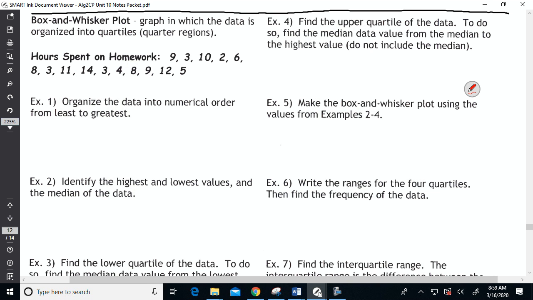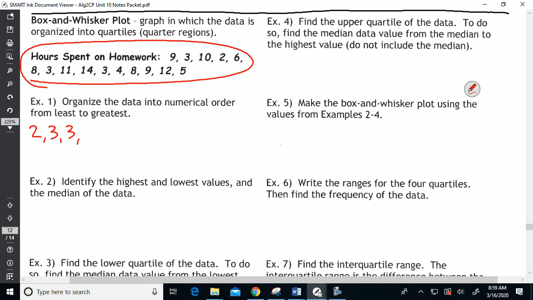Organize the data into numerical order from least to greatest. So you're taking that data, organizing it from least to greatest. If they repeat, they repeat. It is what it is. So you get 2, and then 3 shows up 3 times. A 4, a 5, a 6, 2 8s, 2 9s, a 10, 11, 12, 14. So that's all of our data values.